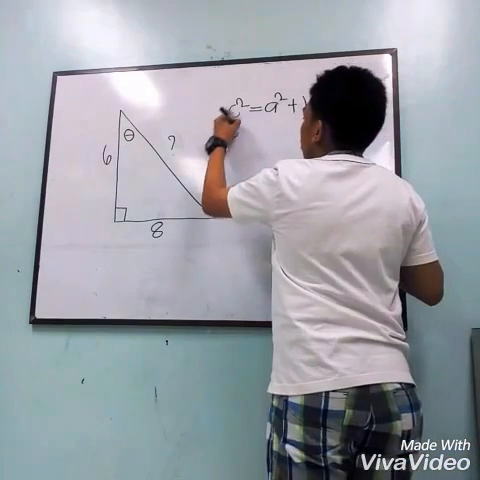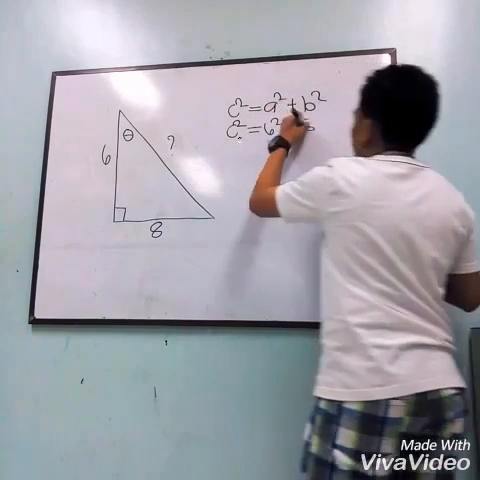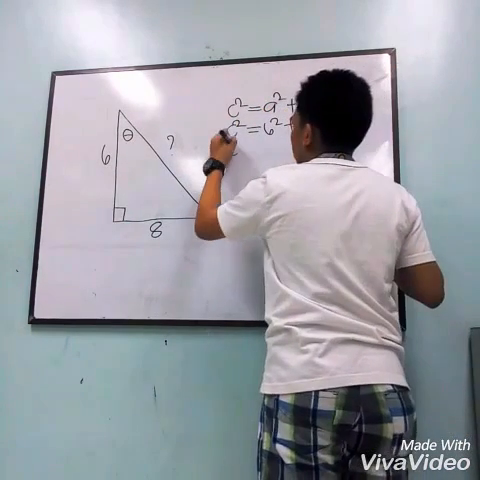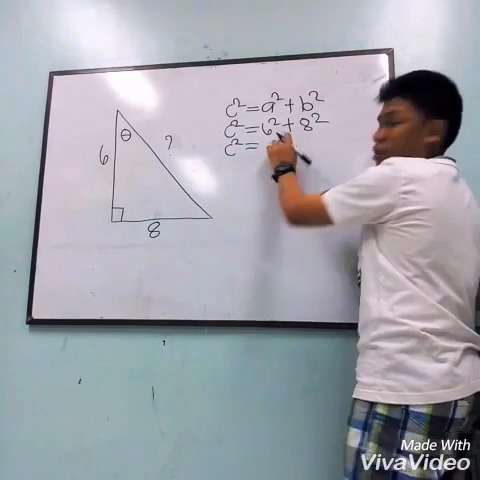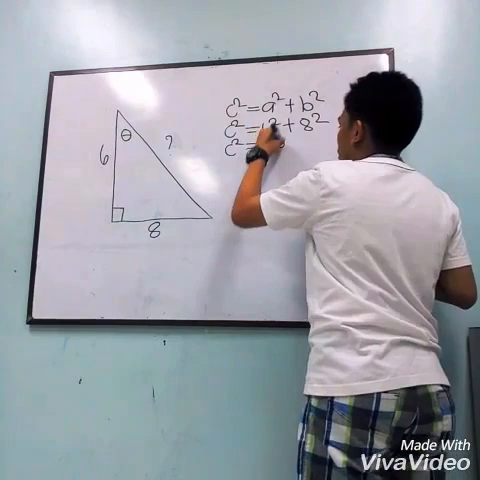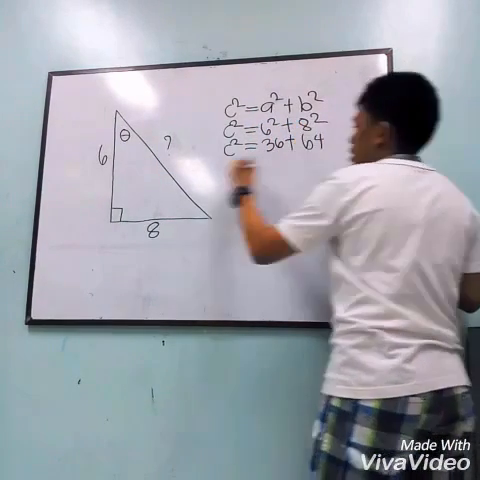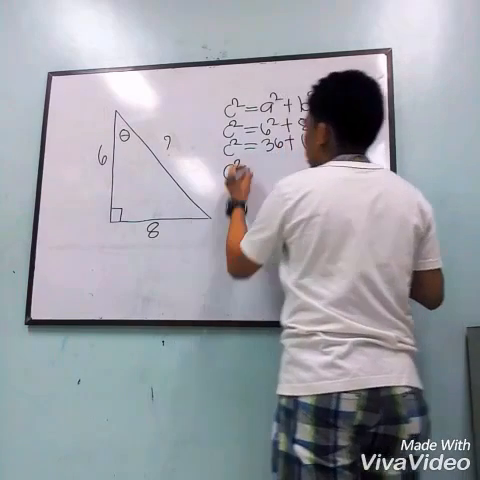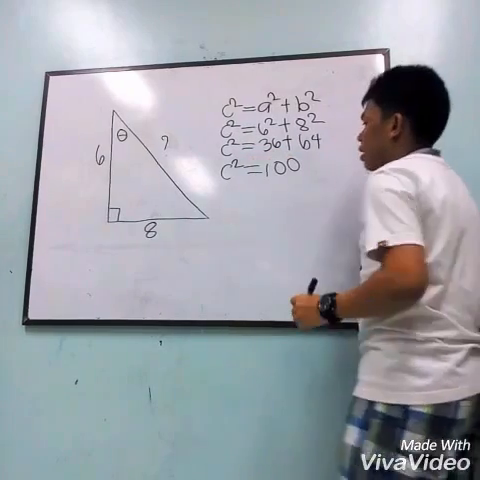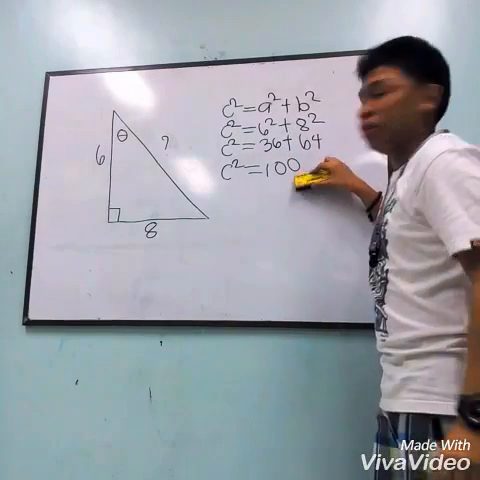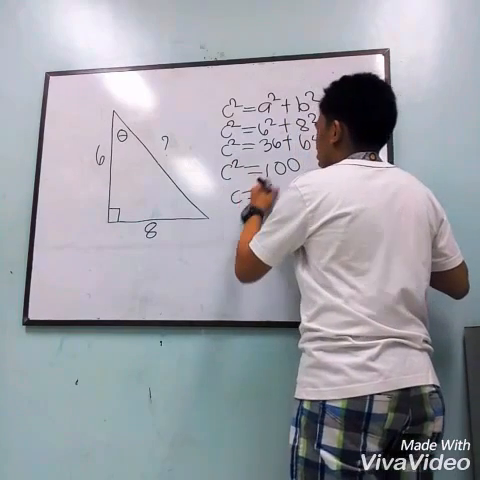So c squared is equal to 6 squared plus 8 squared. Then 6 squared is equal to 36, plus 8 squared, which is 64. Then c squared is equal to 100. Then we will get its square root. So c is equal to 10.